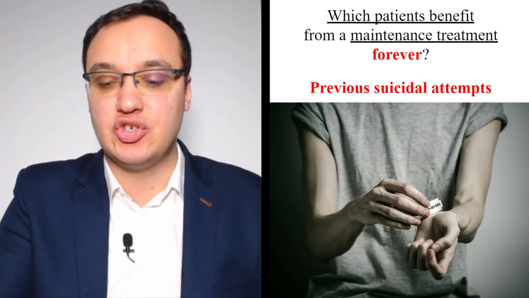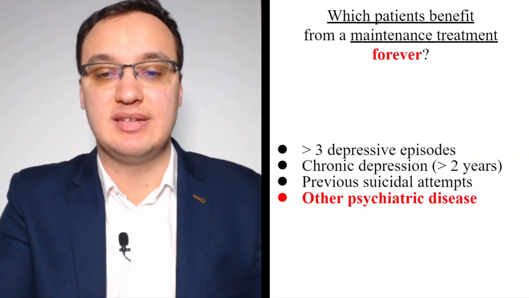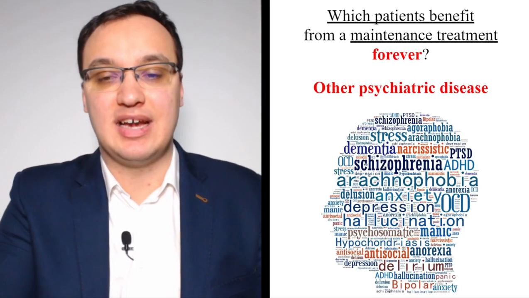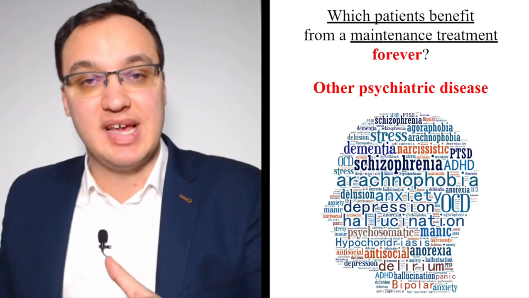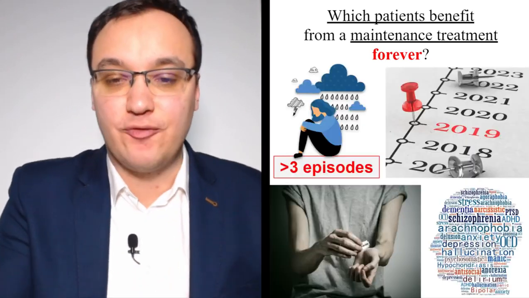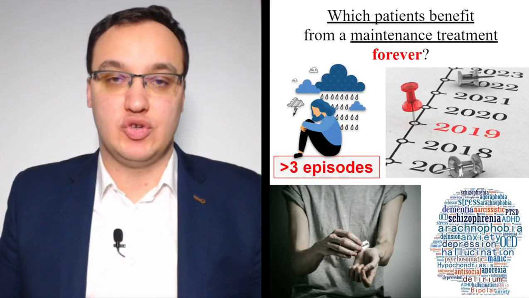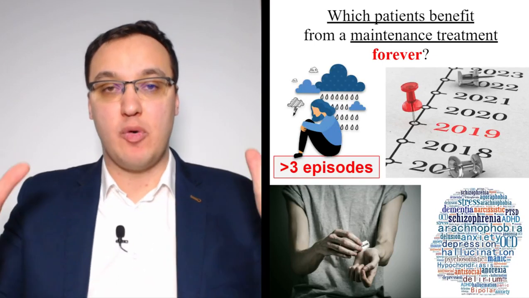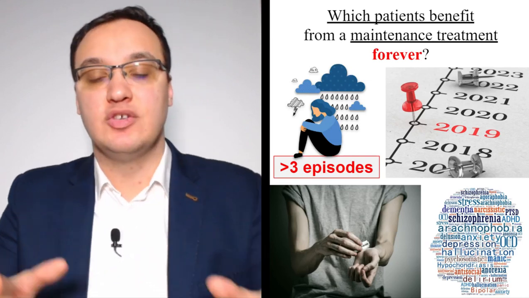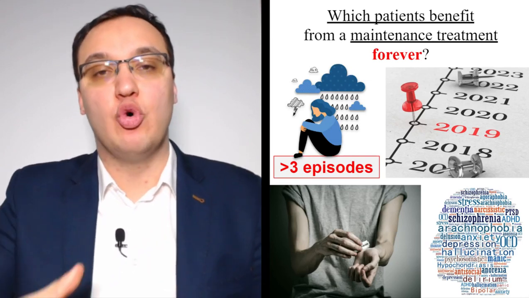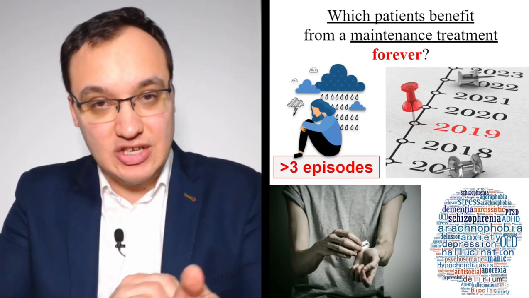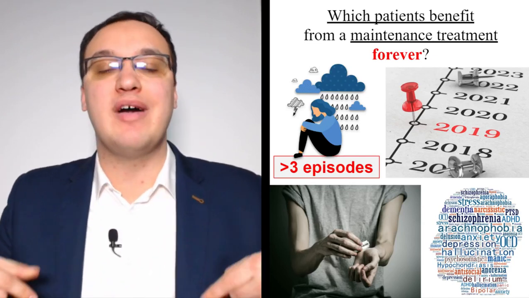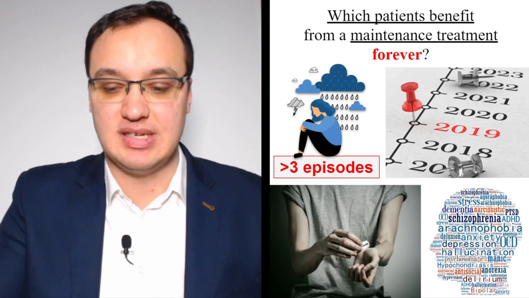We don't want these patients to die. We don't want any suicide attempt. And other psychiatric diseases. So there also exist patients with a lot of depression plus other psychiatric diseases. And these 4 things have to be considered when we are dealing with patients for maintenance treatment forever. So those with more than 3 episodes, those that had a chronic depression for more than 2 years, those that already had a suicide attempt, or those who have a lot of other psychiatric diseases.